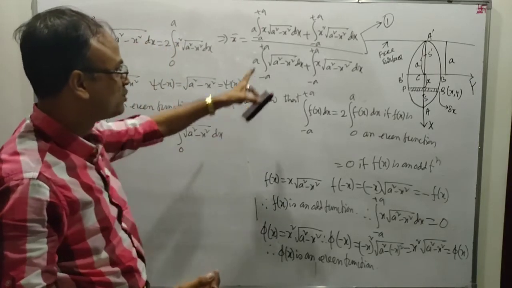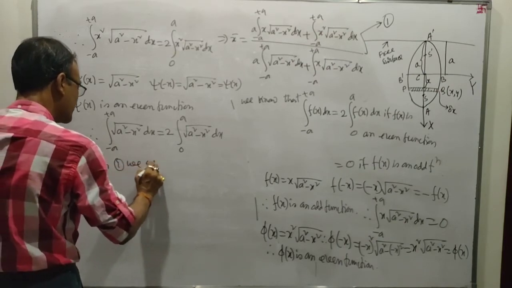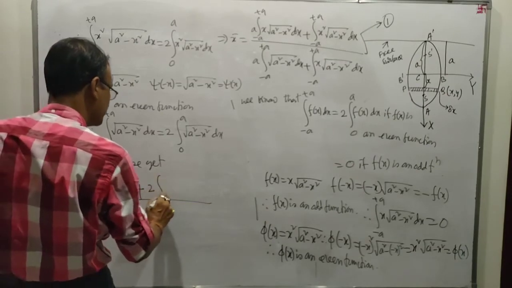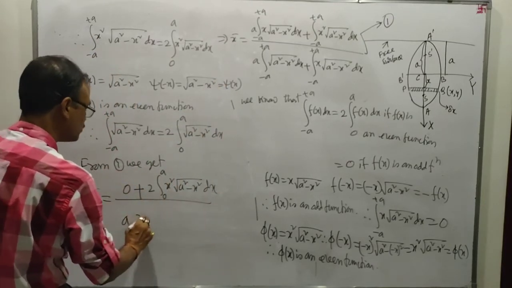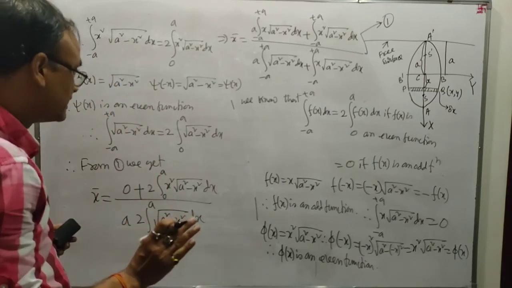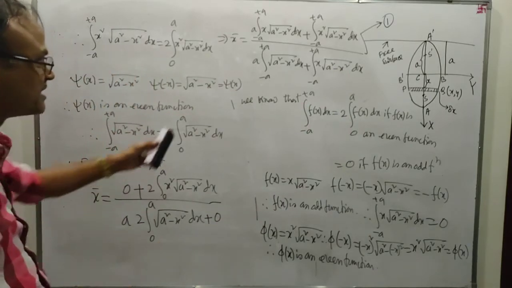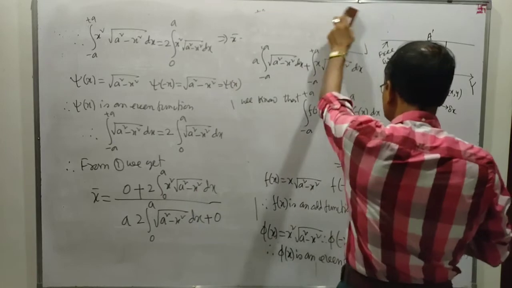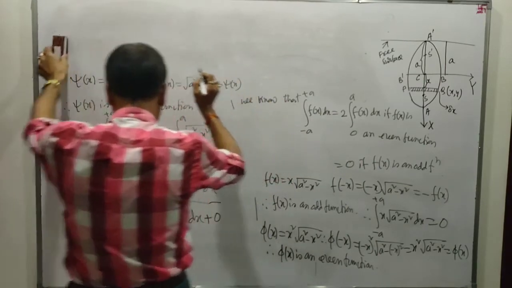Clear? Now, substitute these values in 1. Therefore, from 1 we get x bar equal to 0 plus 2 times the integral from 0 to a of x square root of a square minus x square dx, it will be a into 2 times the integral from 0 to a of under root a square minus x square dx, plus 0. And this integral will be equal to 0. We have written everything in this. Therefore, x bar equal to.